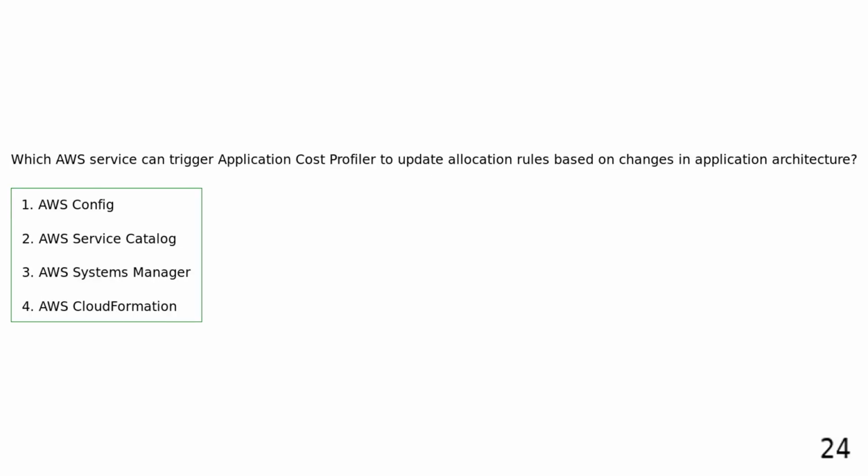Which AWS service can trigger Application Cost Profiler to update allocation rules based on changes in application architecture? AWS Config. AWS Service Catalog. AWS Systems Manager. AWS CloudFormation.